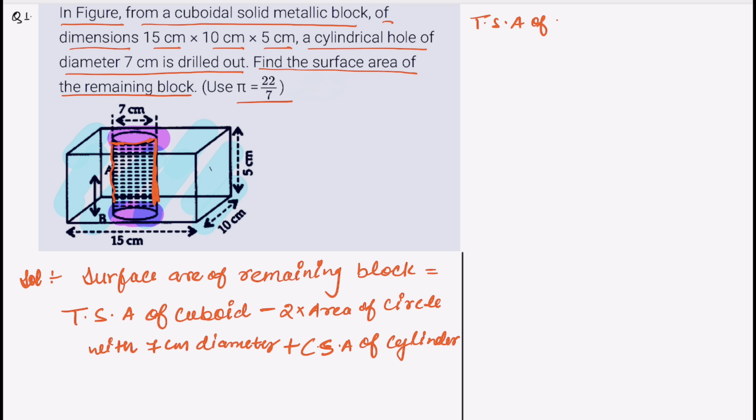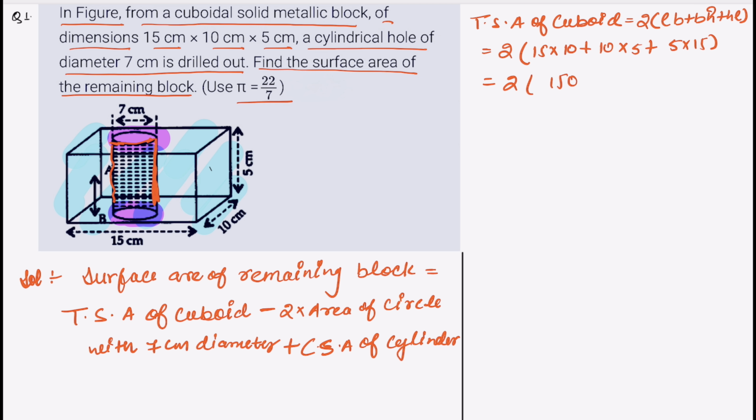TSA of cuboid will be equal to 2 times (LB plus BH plus HL). That is equal to 2 times (length 15 into breadth 10, plus B is 10 into H is 5, plus H is 5 into L is 15). From here we will get 150 plus 50 plus 75, that is equal to 2 into 275, that is equal to 550 centimeter square.